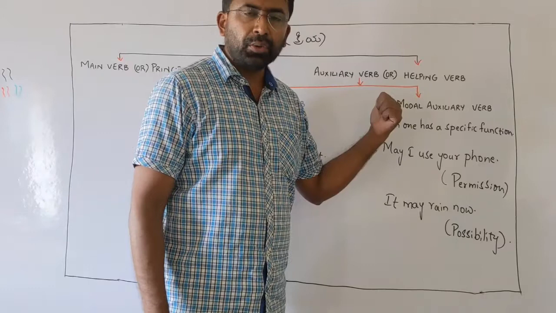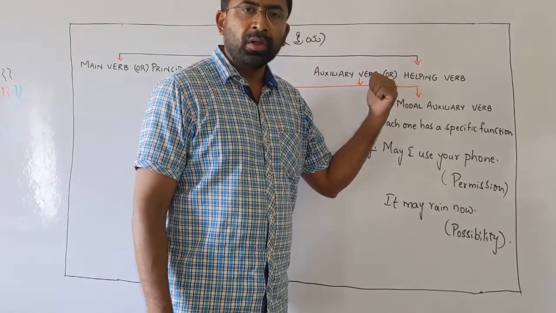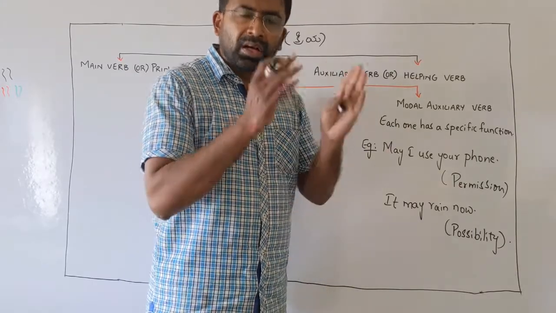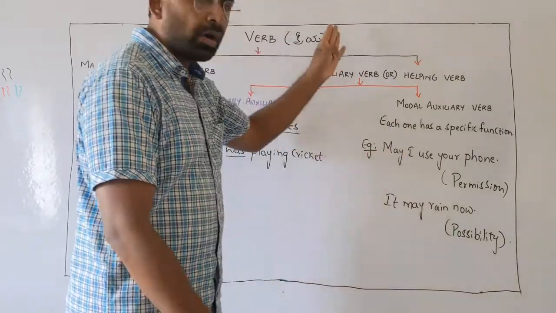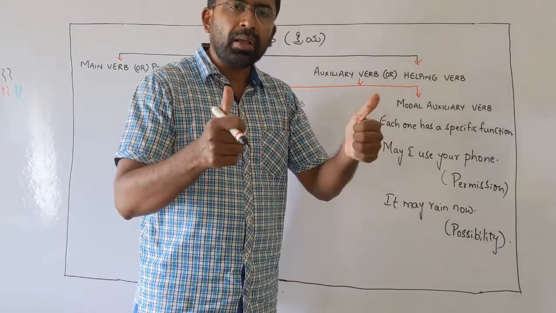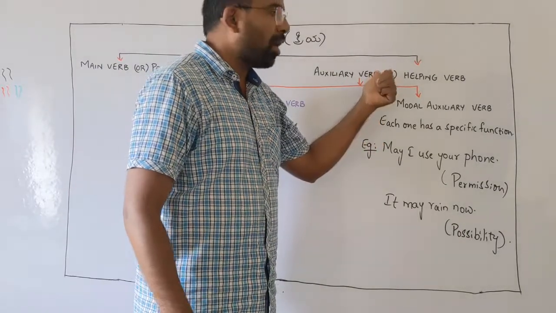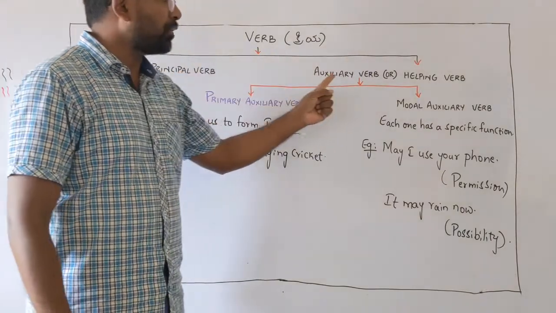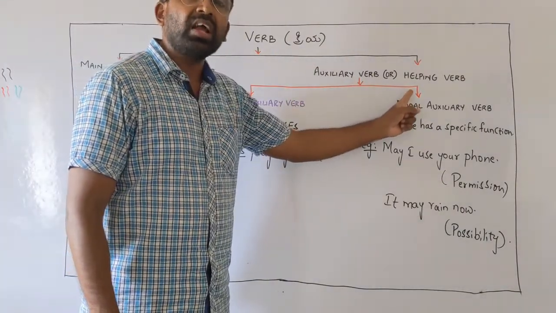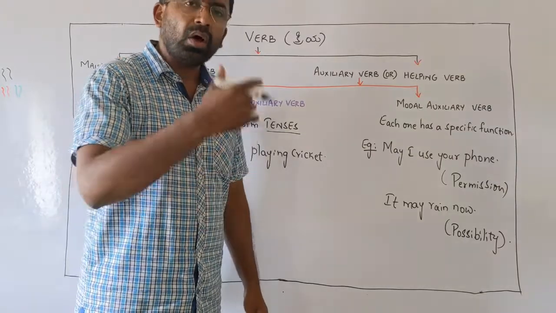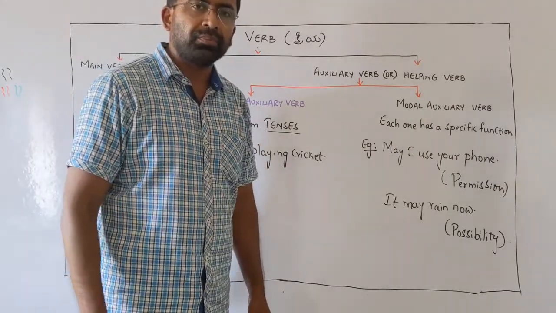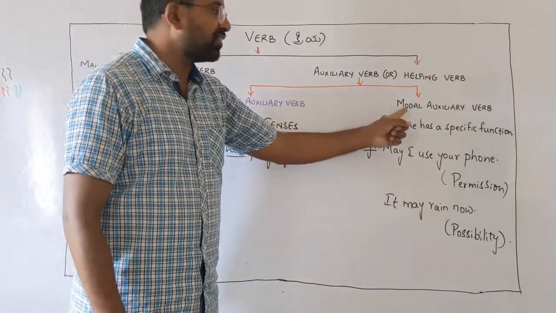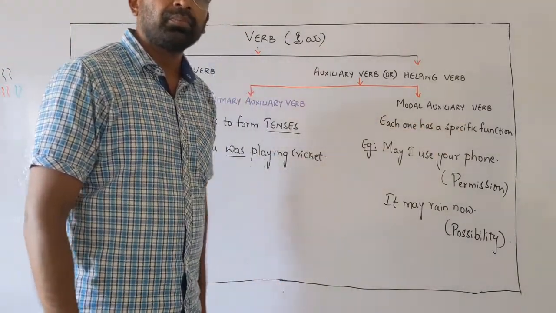In the previous video, that is verbs part 1, we had already discussed the definition of a verb and the classification of the verb. The verb is classified into two types: the main verb and the auxiliary verb. The main verb is also called the principal verb, and the auxiliary verb is also called the helping verb. Again, the auxiliary verb is of two types: primary auxiliary verb and modal auxiliary verb.